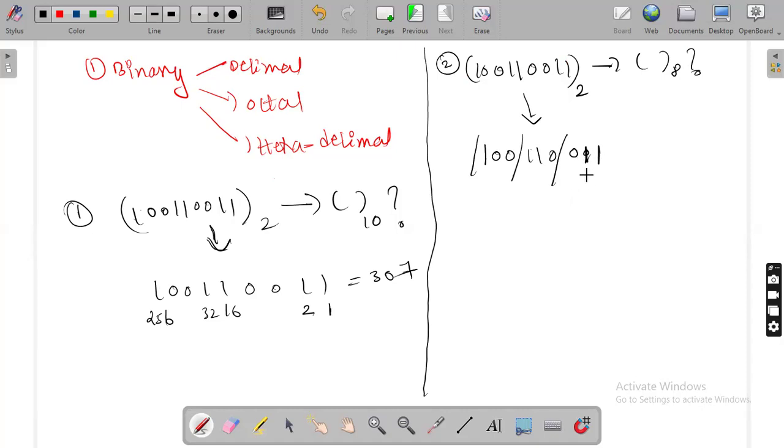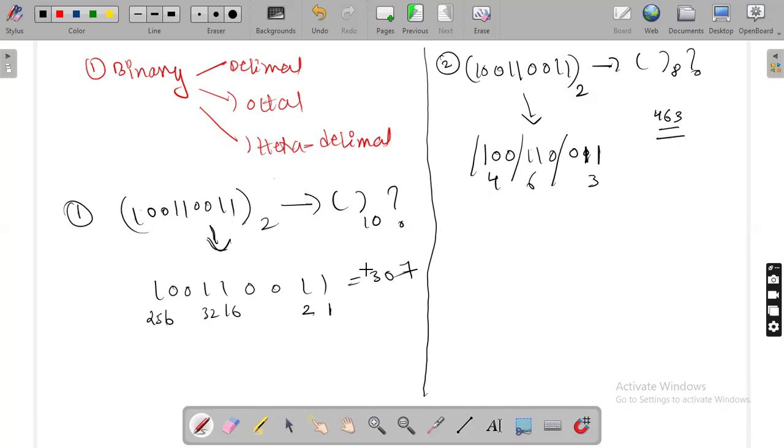So what is the answer for these 3 bits? 0 1 1, which is 3. What is the answer for these 3 bits? 1, 2, 4, which is 6. This one is 4. So 1, 2, 4, 6, and 3: 463. Getting my point? So what is the answer? This binary equivalent in octal is 463.